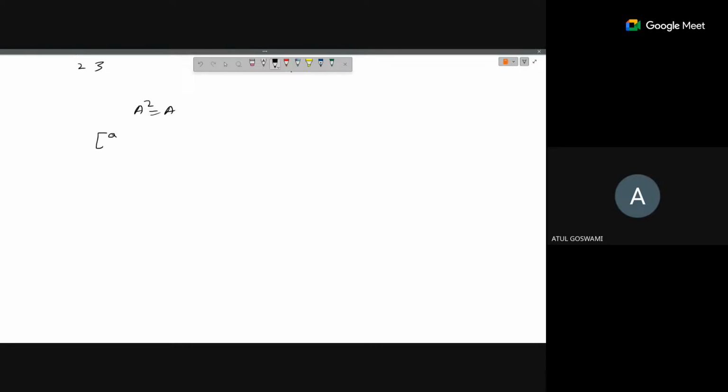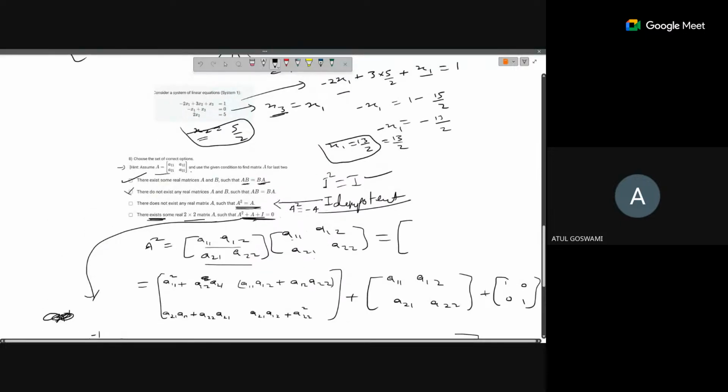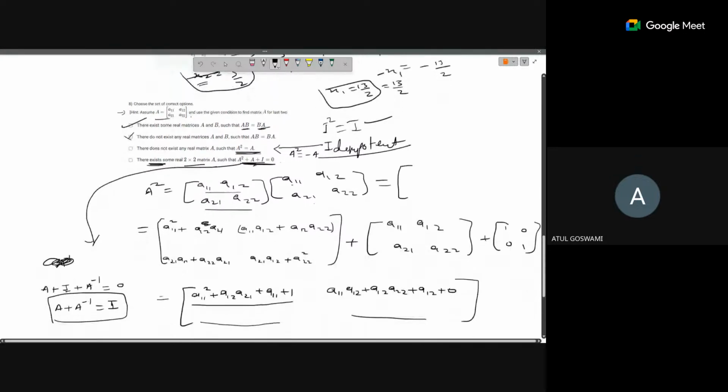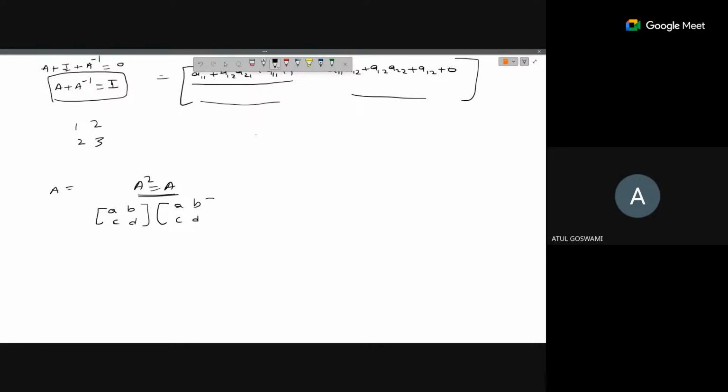Okay. I'm taking A as A, B, C, D. I'm checking whether there exists one. Let me read the question in case there are any other conditions given. Choose the correct option. A is a square matrix. Any other condition given? No, A is any matrix. Okay, no problem. A is this, and what is the square of this? A, B, C, D. Actually, I had taken A as 1 1 1 2, so this is very confusing. I can take these simple values A, B, C, D, right? So what is this?